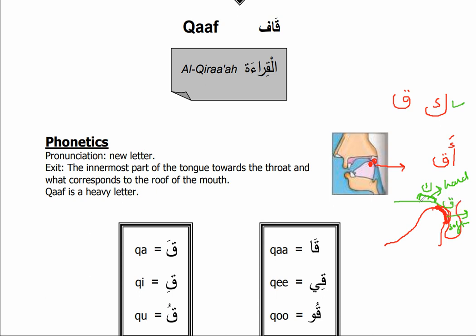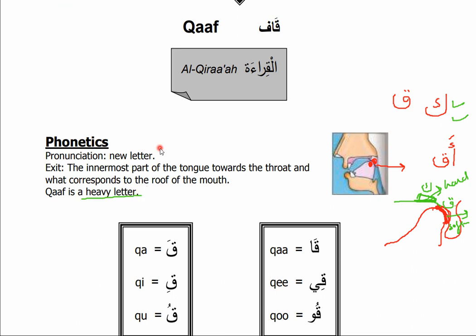And when you touch the hard part, which is the end of the roof of your mouth, where you touch this, it is the exit point of the light letter kaf. So this is the difference. And qaf is a heavy letter.